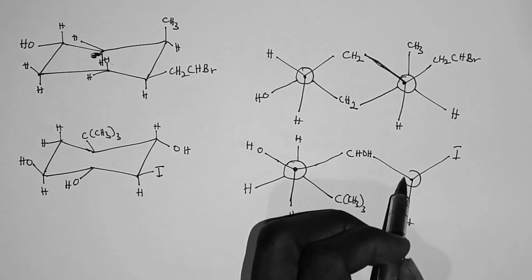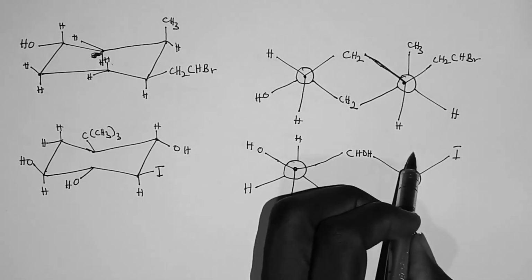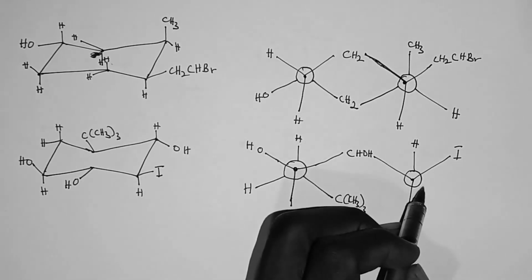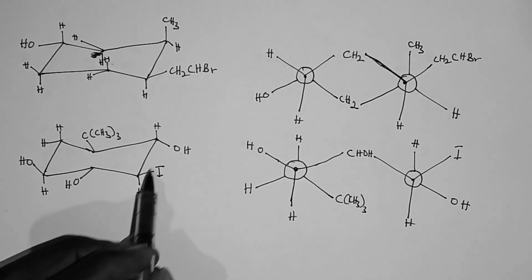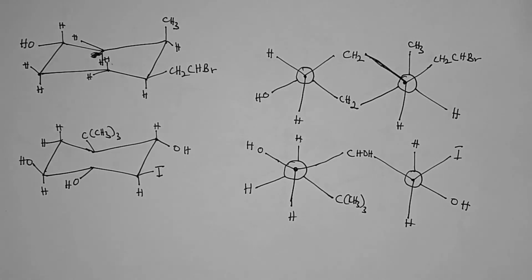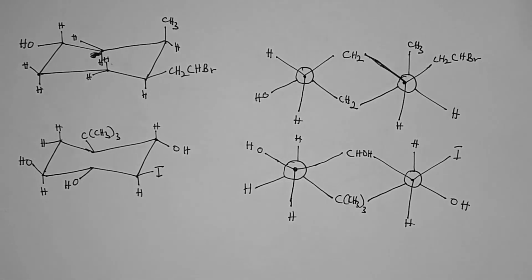Then let's draw the carbon at the back, which is this carbon. The upper part is a proton. Then to the left is an OH. So there's an OH here. And then to the right is a tert-butyl group. So the tert-butyl group is what has been drawn here. So there's a tert-butyl group here. So this is how to convert this molecule into a Newman projection.